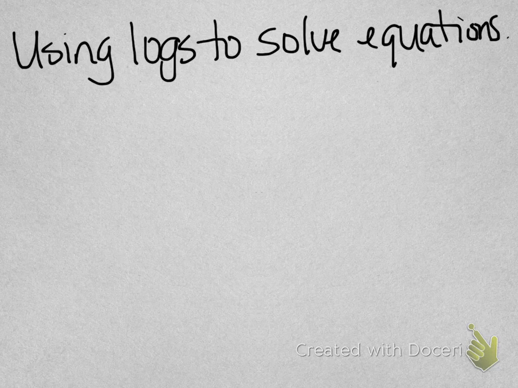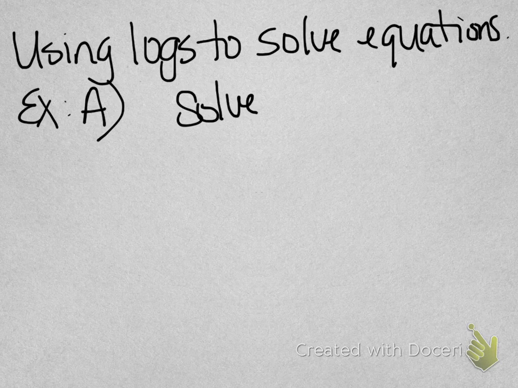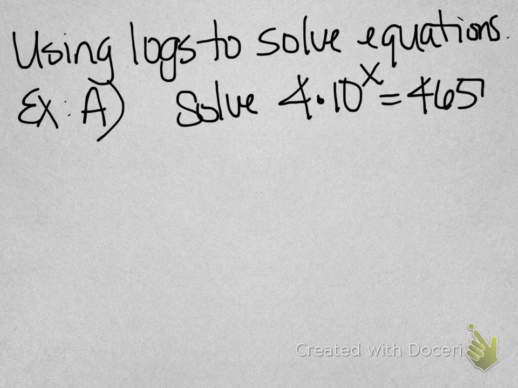Okay, so here's example A. And this is just solve 4 times 10 to the x power, which equals 4650. All right, so the first thing we're going to do is we're going to undo using some algebra. And what that means is really just to get rid of this 4 out front, because the 4 is just multiplication, so we can undo multiplication by dividing.